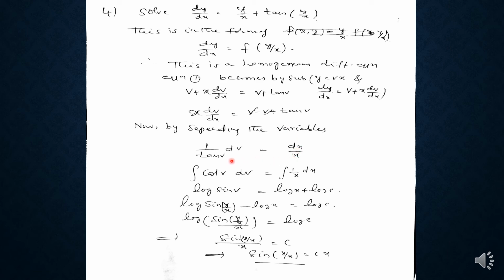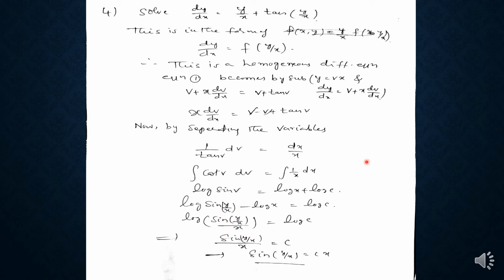So after separating the variables, integrate on both sides, integral cot v dv is equal to integral 1/x dx. Integral cot x dx is equal to log sin x. So integral cot v dv is log sin v is equal to integral 1/x dx is log x plus put the constant log c. So that is log sin(y/x) minus log x is equal to log c. This is in the form of log a minus log b, which is equal to log of a/b.